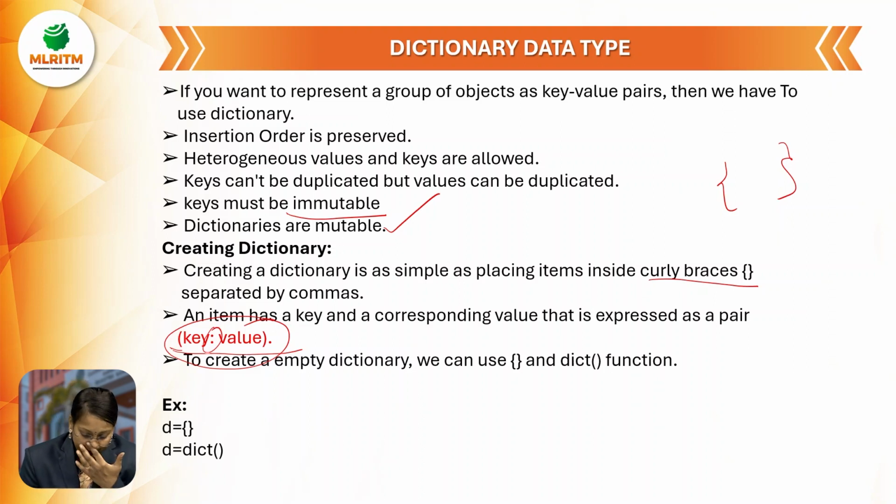To create an empty dictionary, we can use curly braces or we can use the dict function. For example, D is equal to empty curly brackets. Here we are not inserting any element. It is an empty dictionary, a dictionary with no items. D is equal to dict() is an inbuilt function to represent data in a dictionary.